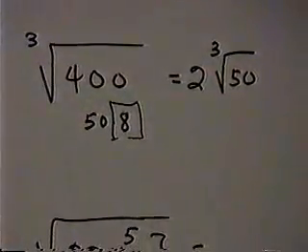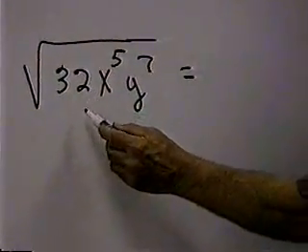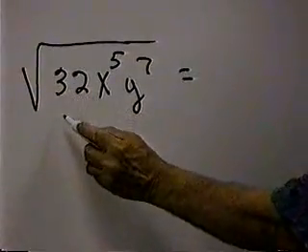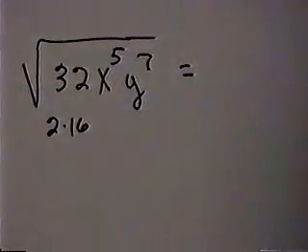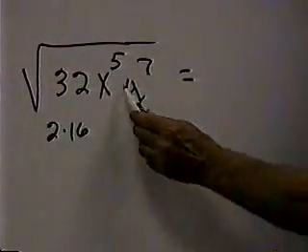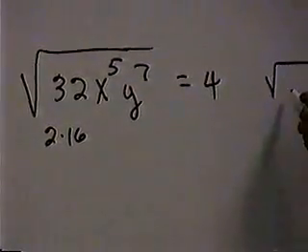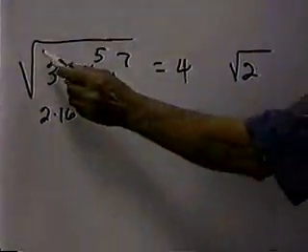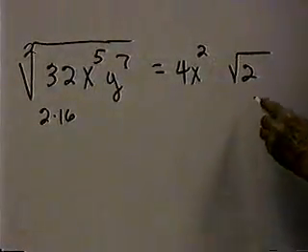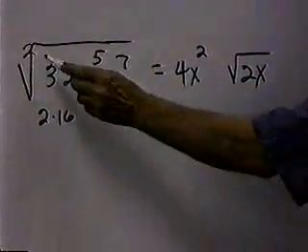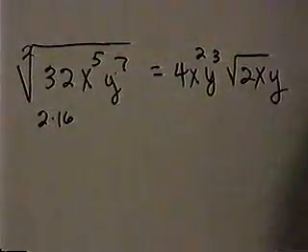All right, so let's go to the next one. Okay, 32, square root of that. If I divide 2 into it, it gives me 16. Good, I know that. So I've got my numbers and I've got my letters. So the square root of 16 is 4. The 2 is left inside. 2 will go into 5 2 times with 1 left over. 2 will go into 7 3 times with 1 left over.